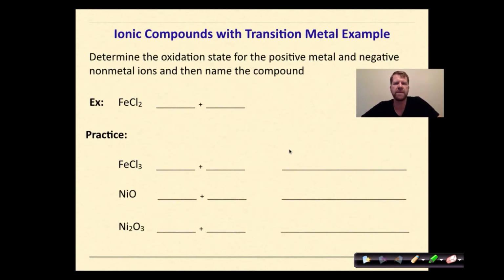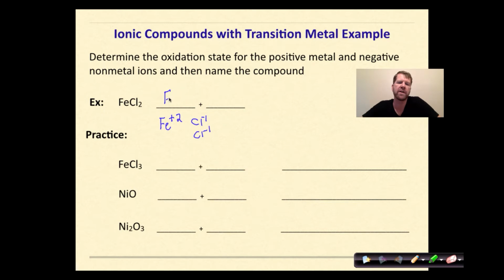Let's look at ionic compounds containing a transition metal. We're going to determine the oxidation state for the positive metal and negative nonmetal ions, and then name the compound. We have to know the oxidation state of the transition metal in the compound in order to properly name it. So we look at FeCl2, and we know, using the picture method, whether you think it in your mind or write it down, there's 1 iron plus something oxidation state and 2 Cl- ones. Therefore, the 1 iron plus ion has to be +2 to make the sum of the oxidation states in the compound add up to 0.